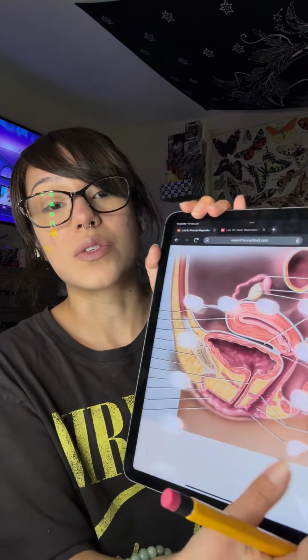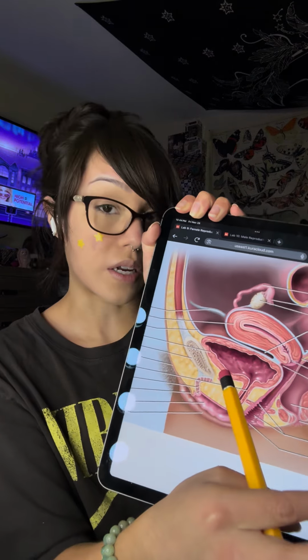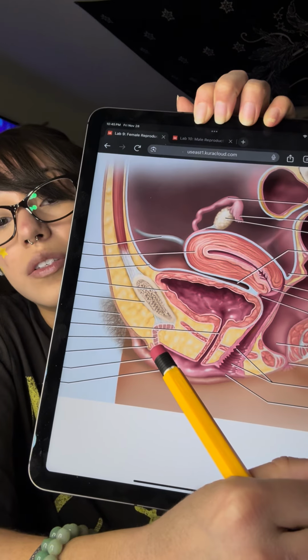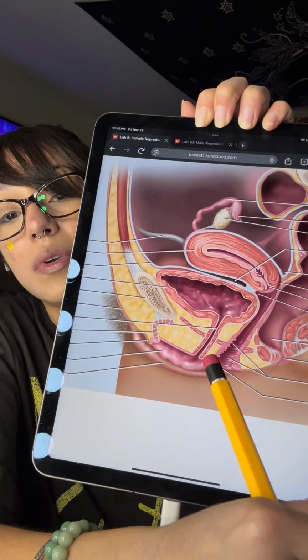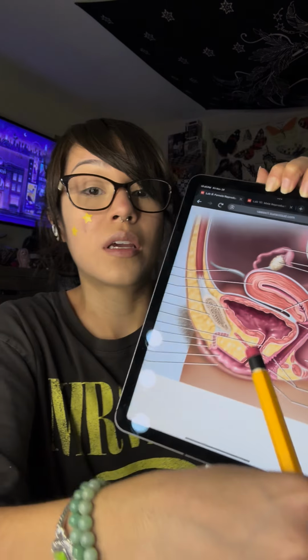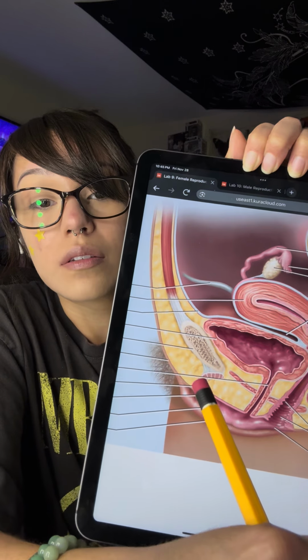Also, you can see that the uterus lays right on top of the bladder, so that is why when women get pregnant, as the fetus develops, it starts to press on the bladder, which is why they need to pee a lot. And the outside of the vagina would be right here, so this flap right here would be the labia minora, and this would be the labia majora. And right there would be the clitoris.